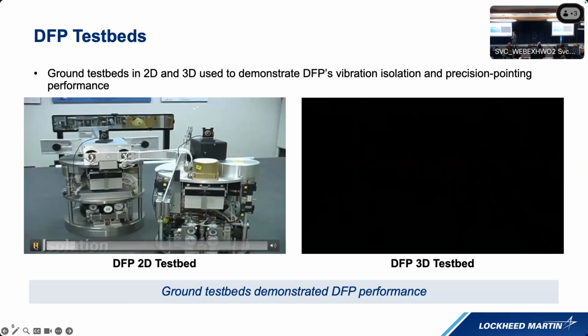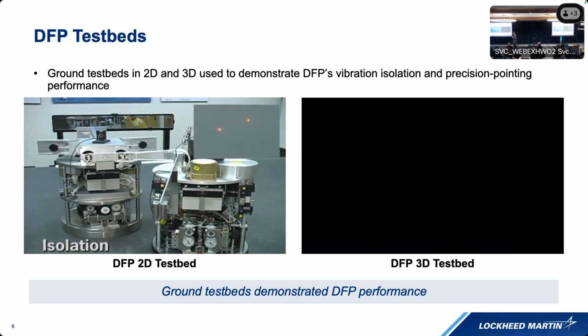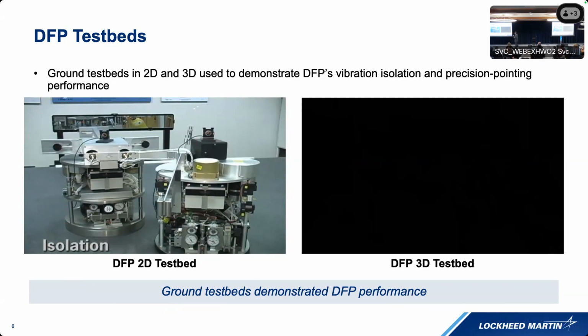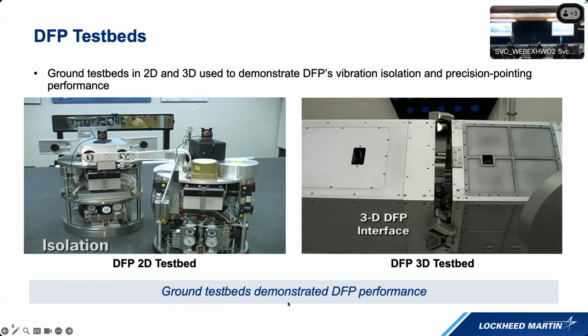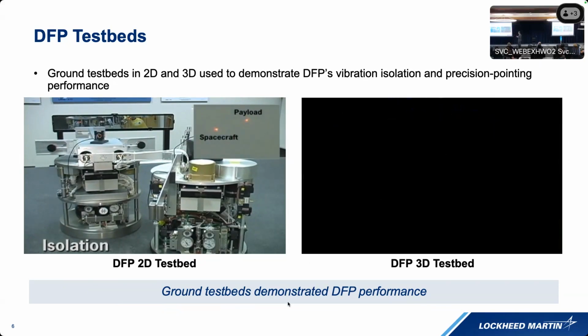So you'll see for the 2D test bed, each one of these vehicles has a laser that's projecting on the wall, and there's some disturbance being induced into the spacecraft vehicle, and you can see that the laser for that vehicle is shaking quite a bit, whereas the payload is very stable. And similarly for the 3D test bed, you can see the arrangement of actuators. Here you can see the voice coil actuators as the DFP system is operating.